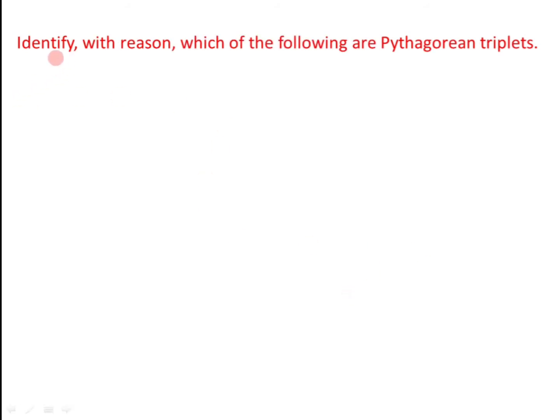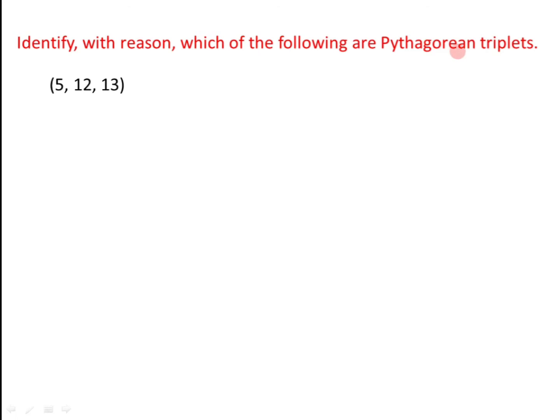Hello students, let us solve some examples based on Pythagoras theorem from class 10. First question is, identify with reason which of the following are Pythagorean triplet. The first group of numbers is 5, 12 and 13. We have to decide whether it is a Pythagorean triplet or not.